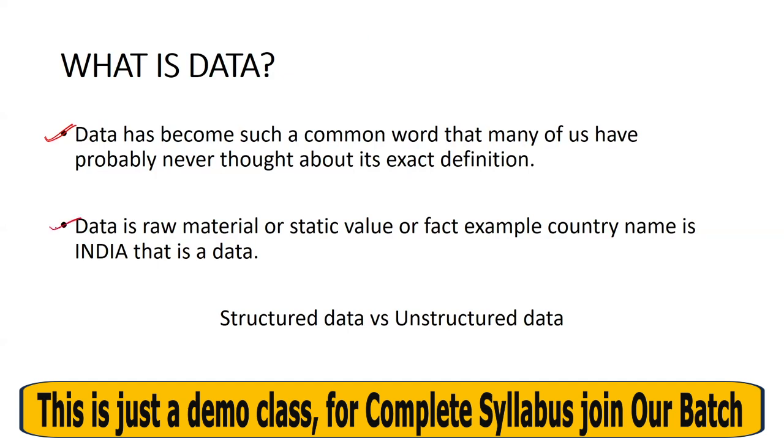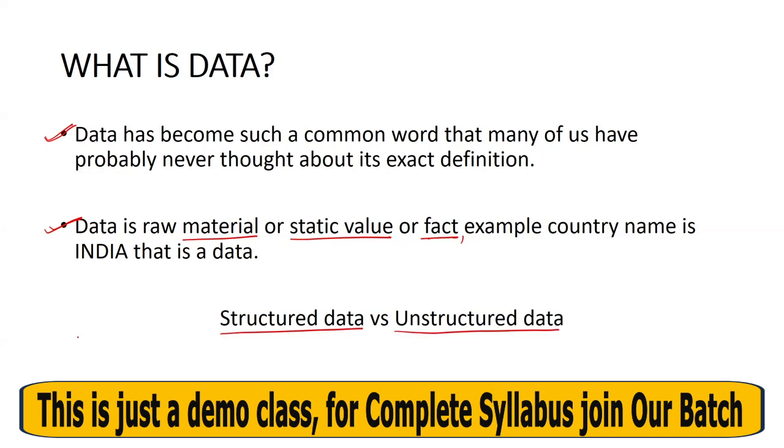Data is raw material, or a static value or fact. For example, country name is India. That is data. So data is a raw material, static value or fact. And data can be divided into two parts: structured data and unstructured data.